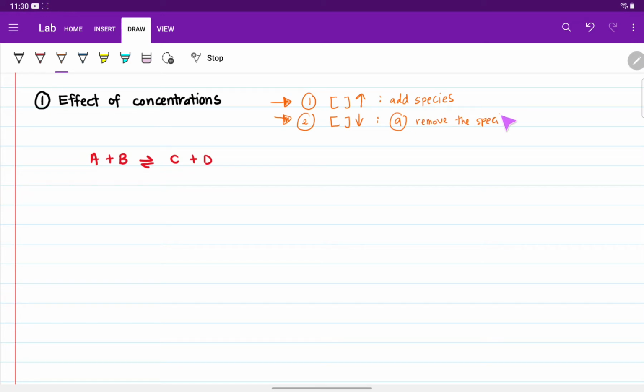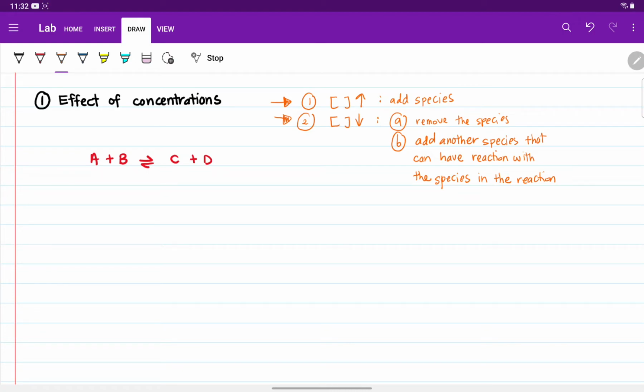Contoh, katakan saya dah buat reaction A tambah B akan hasilkan C dan D. So once C dan D terhasil, saya buang C dan D. So concentration dia akan berubah. Jadi akan berlaku shift in equilibrium dekat situ. Itu yang pertama. Yang kedua, concentration juga boleh berubah dengan cara add another species that can have reaction with the species in the reaction.